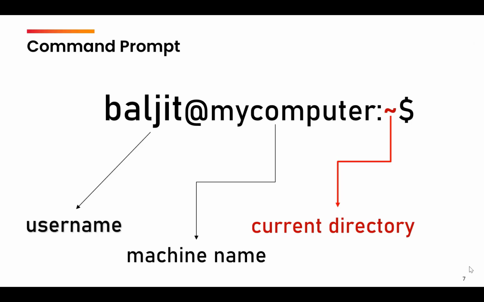If it is not a tilde sign, it will be the name of the current directory that you are working in. This we will see later on in the course, how this tilde sign changes to the name of the current working directory. Finally, you will see either a $ sign or a hash sign. The $ sign means that this particular user is a regular or normal user, whereas a hash sign means that the user is a root user or an administrator.